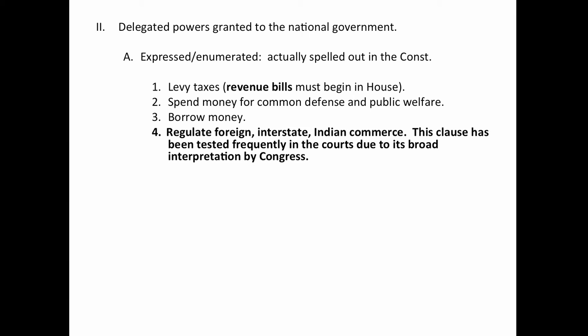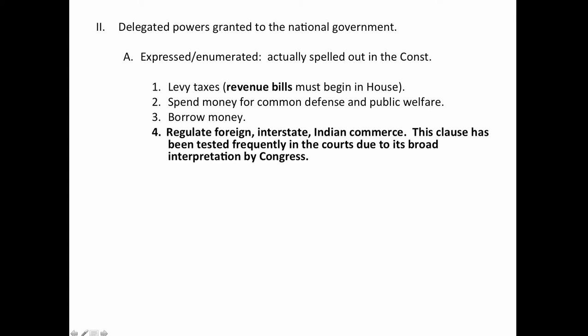In Article 1, Section 8, if you bust out your handy-dandy pocket constitutions, I wish there was a camera because you could see me holding it up. However, if you go to your handy-dandy pocket constitutions, you will see all these listed specifically in Article 1, Section 8.